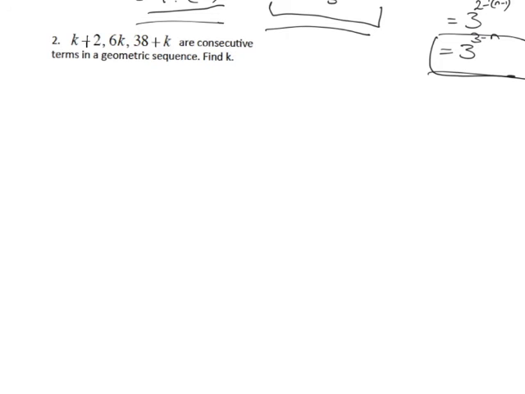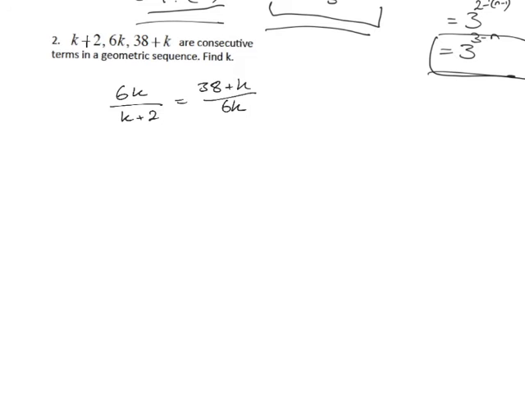So, the consecutive terms in a geometric sequence, that must mean there's a common ratio. So how can we create an equation? What would we do? 6k over k plus 2. Yes, it should equal 38 plus k over 6. Beautiful.